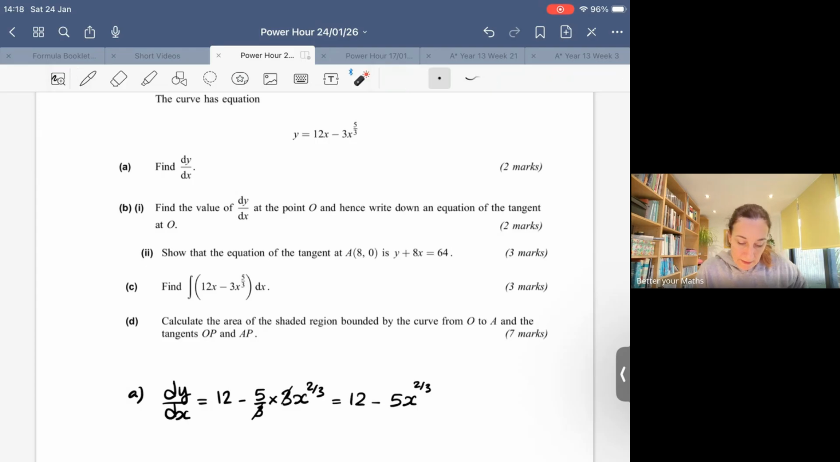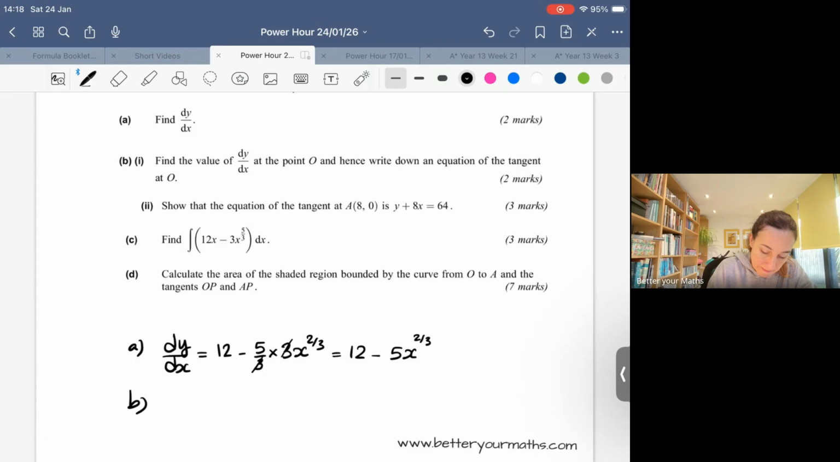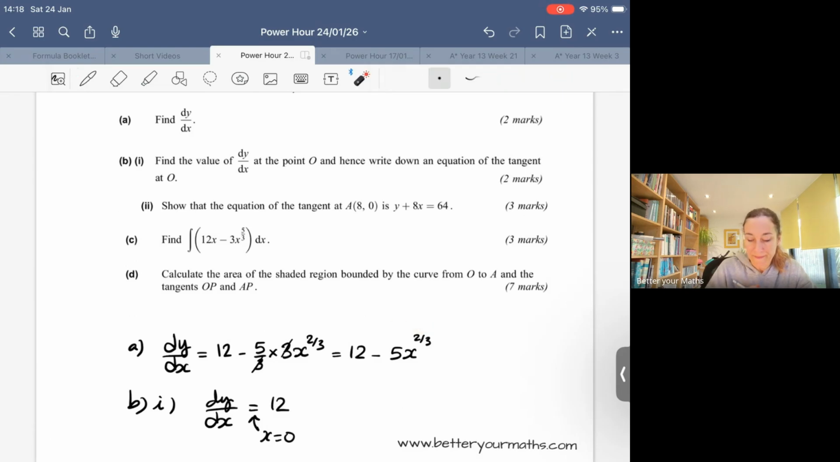Now, we have to find the value of the derivative at the point O, and hence write down an equation of the tangent at O. So I need the derivative at O, at the origin. So I'm just going to make x equal to 0. So the derivative when x is 0 is going to be just 12, because this bit is 0.